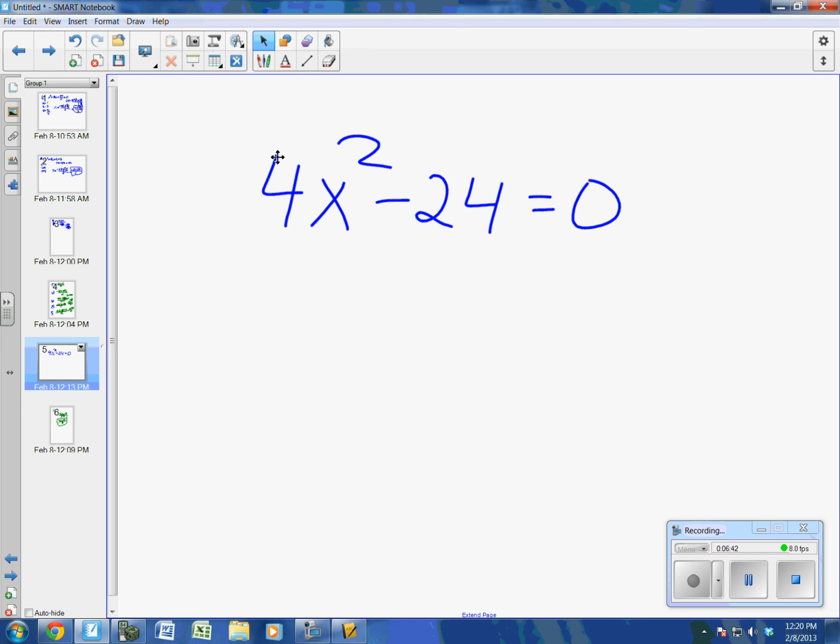Okay, I want everybody to do that problem right there on the back side of this paper. Everybody turn it over and do this one on the back side of the paper. Okay, let's see which way you think is the best way to do it.